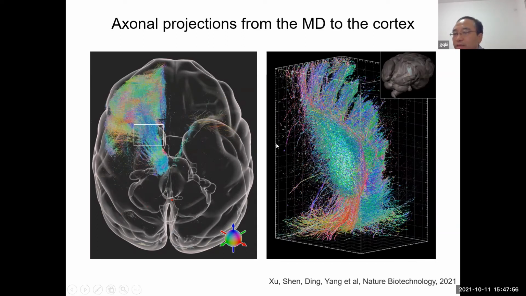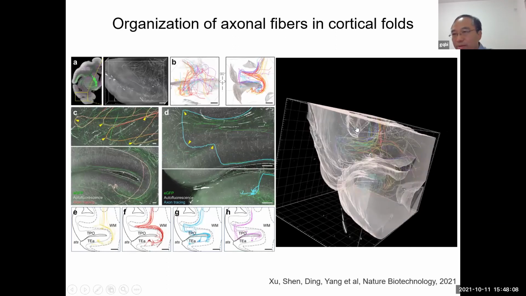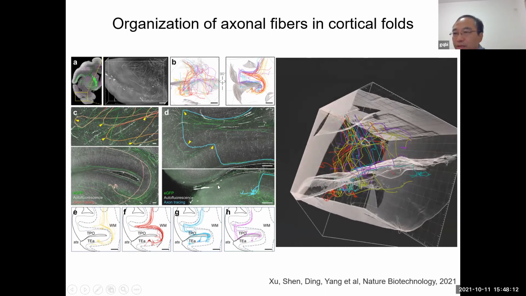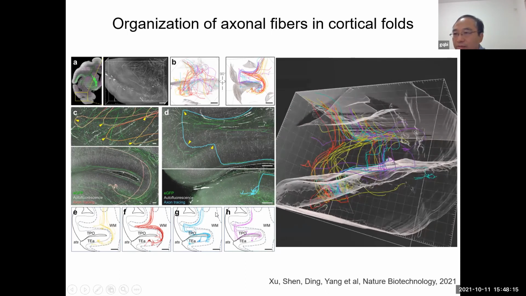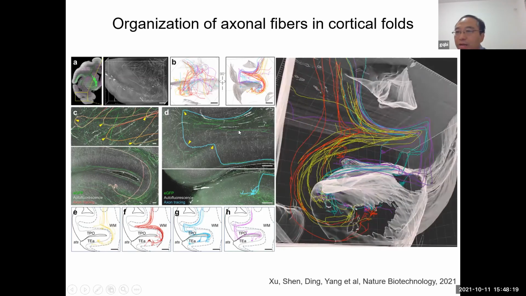So I think we can eventually use this as a ground truth for DTI images maybe. And we were also able to analyze individual axons in many different areas. Here is in this cortical fold area. We just segment out individual fibers. We see many intriguing projection routes of those fibers.